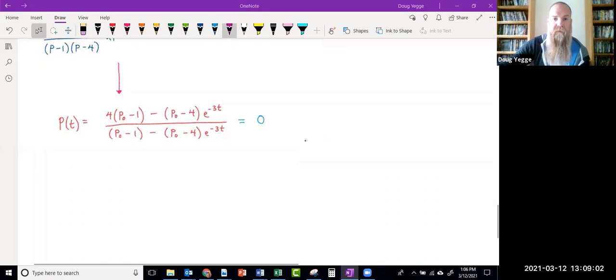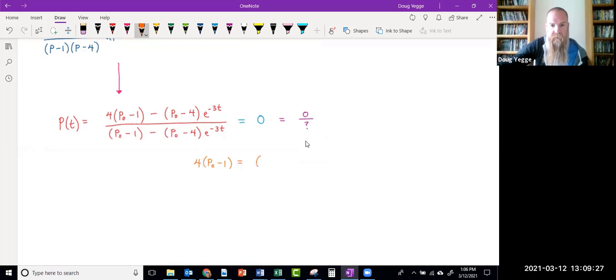When we want to solve this for when it's equal to 0, keep in mind that fractions are only equal to 0 when the numerator is equal to 0. The only time the denominator really matters is when we're trying to find out when it's undefined. If I cross multiply, the denominator cancels anyway. So we can solve by just setting the numerator equal to 0 and adding that quantity over. So we get 4 times p0 minus 1 is equal to p0 minus 4 times e to the negative 3t.